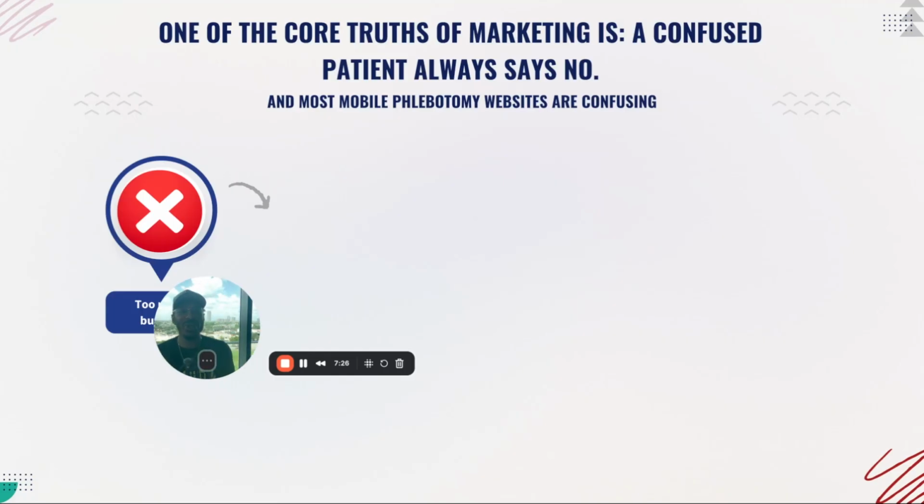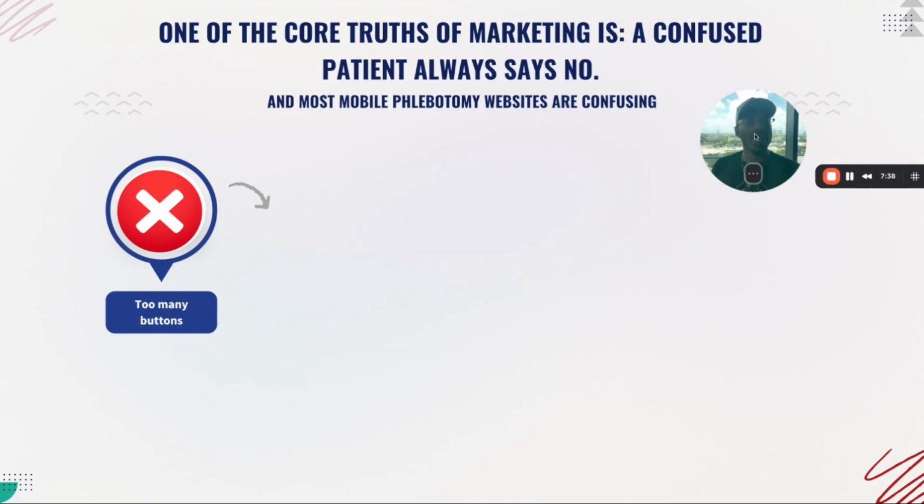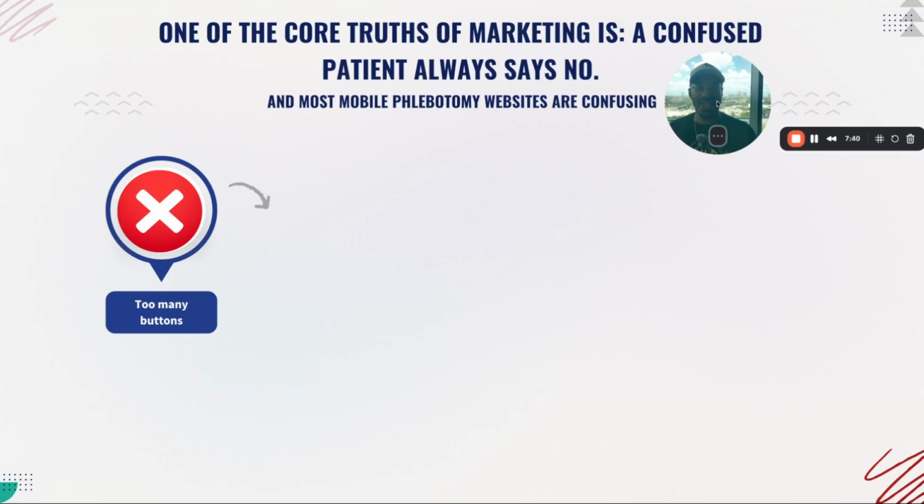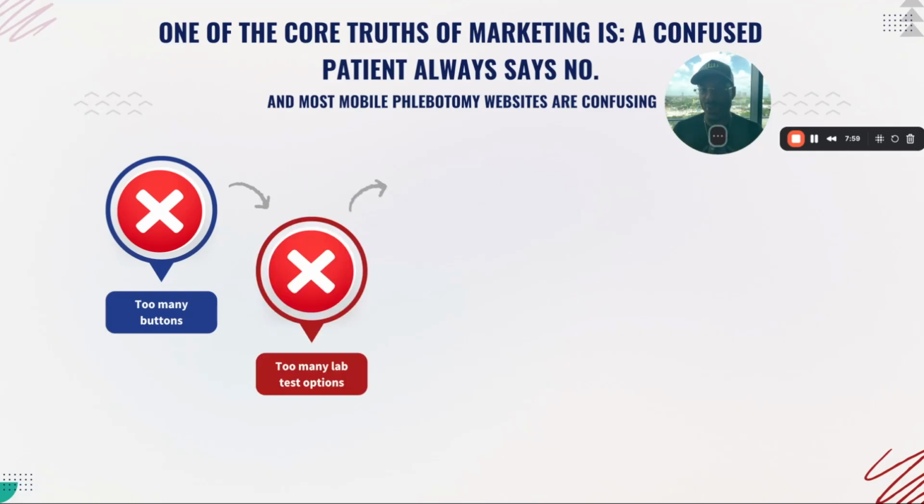So one of the core truths of marketing is a confused patient will always say no. All right, screenshot that if you can, okay? And most phlebotomy websites are confusing, 100%. So we're going to look at some of the things on these websites that are really just confusing for our patients. There's too many buttons on your website, just too many things to click on. Contact us, schedule an appointment, get your lab tested. It's so many buttons on these websites, and this is why many of your phlebotomy websites are not converting how you want them to.